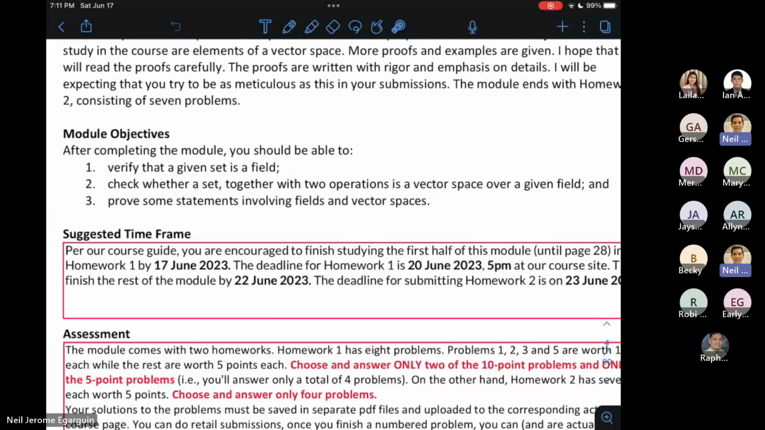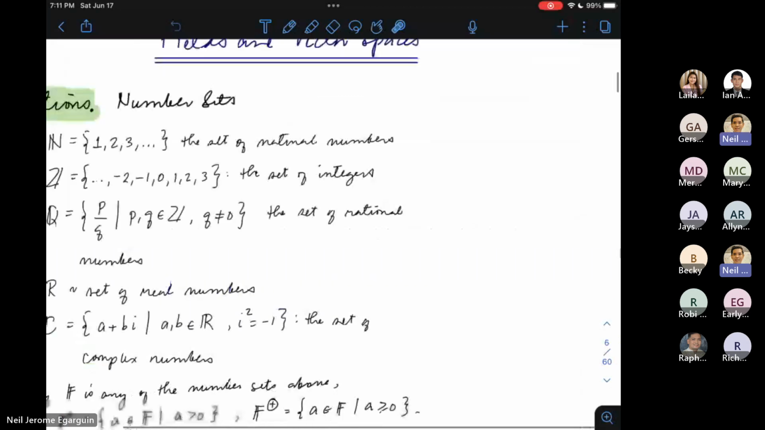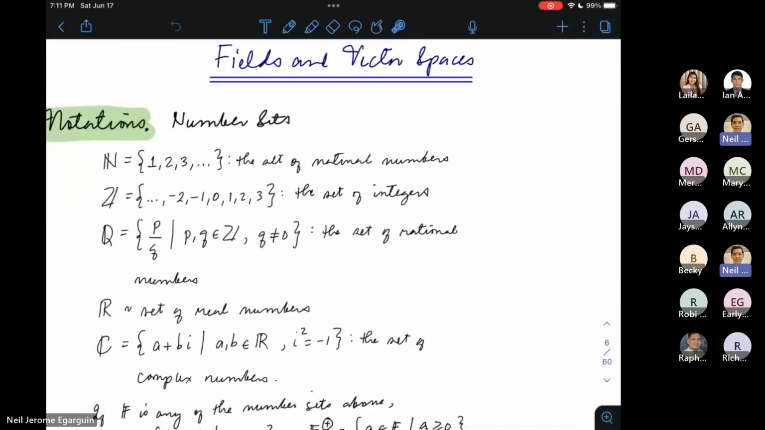So here are the module objectives that you should be able to do. So verify that a given set together with a binary operation is a field. Check whether a set together with two operations is a vector space over a given field. And then, of course, you need to prove some statements about fields and vector spaces, right? So let's move on and take a look at ano nga ba yung tinatawag natin ng mga fields at mga vector spaces. But of course, let's have our notation straight first.